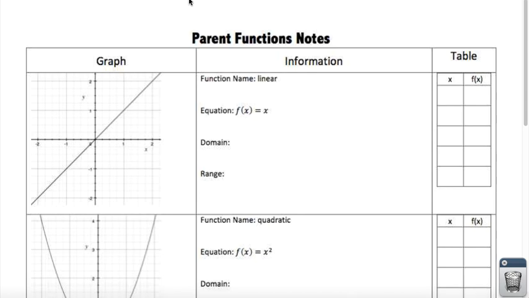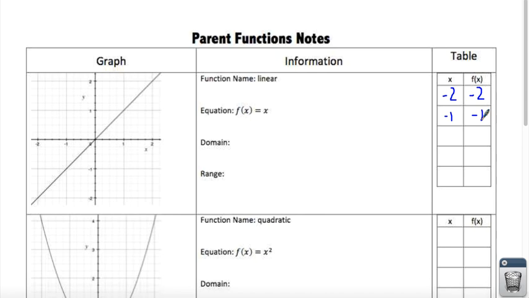This would be a line with a slope of 1 and a y-intercept of 0. You can see on the graph over here, we have a slope of 1, and the y-intercept is right here at 0. If we fill out a table of values for this function, the f(x) values are always just going to match the values for x. So if x is -2, then f(x) would be -2. And if x was -1, -1.